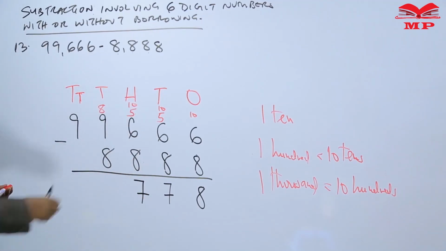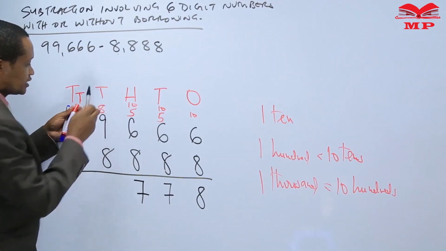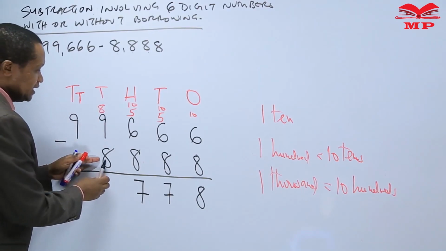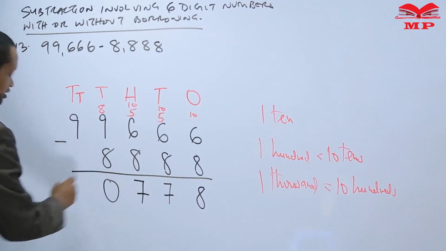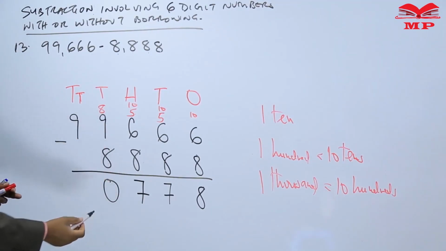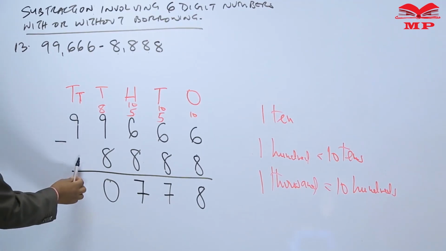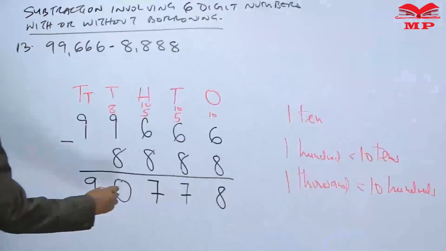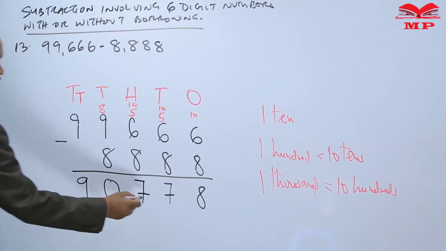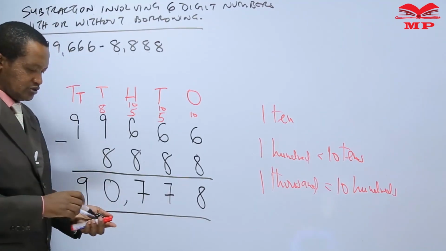We now move on to the thousands. We have 8 thousands minus 8 thousands, giving us 0 thousands. 8 minus 8 equal to 0. Then coming to the 10 thousands, 9 minus nothing here gives us 9. So the answer is 90,778. That is question 13.